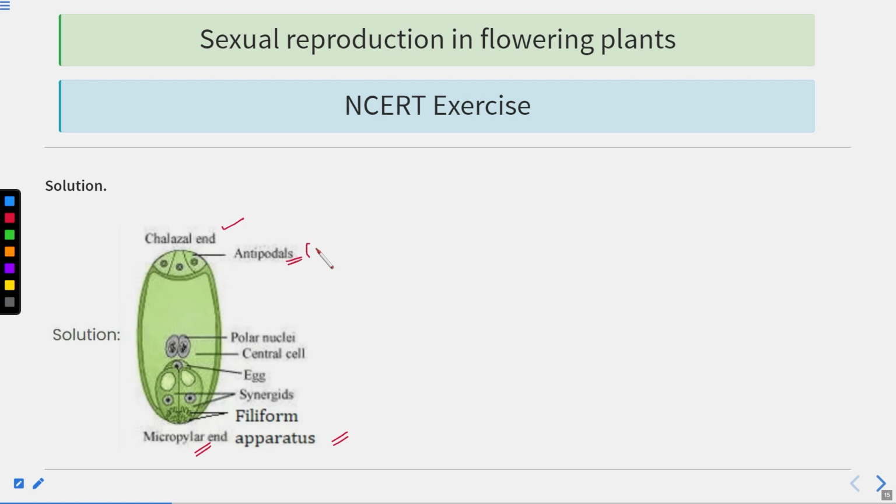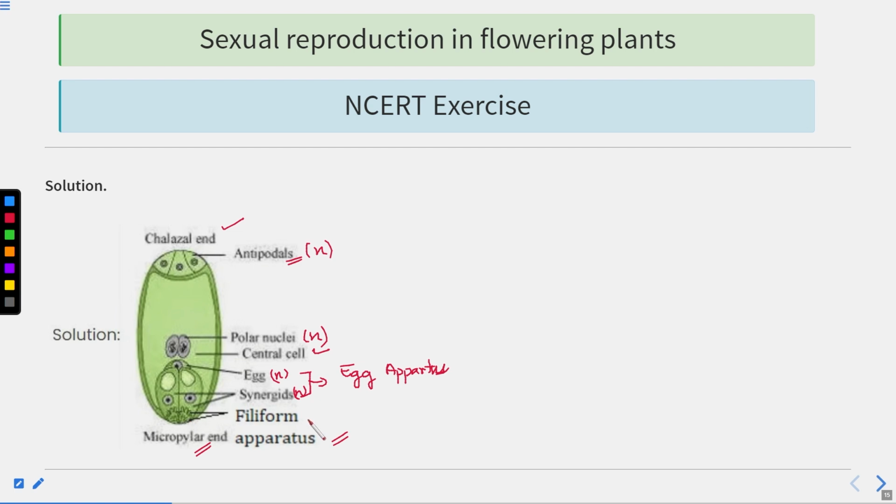These cells will be haploid. At the micropylar end, the egg apparatus is present, which is made up of the egg cell and the 2 synergids. These cells are also haploid because they are formed by meiosis. This is known as the egg apparatus. Then this one is the central cell, and the central cell consists of the 2 polar nuclei, which will also be haploid. Clear?